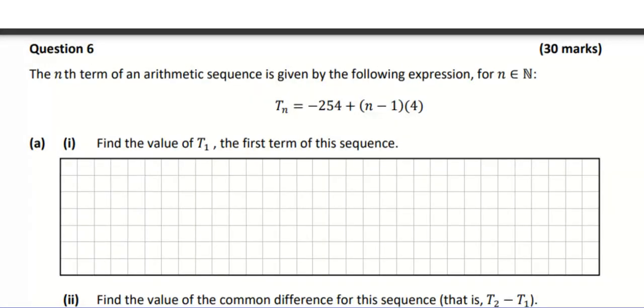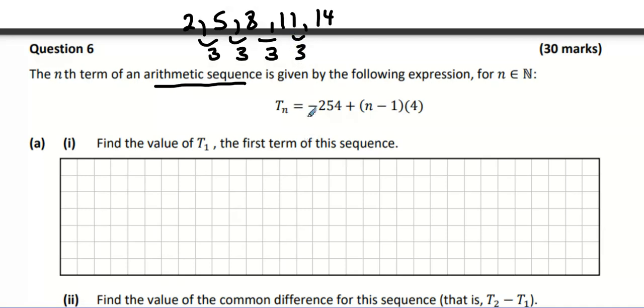So this is an arithmetic sequence. What that means is that there's the same distance every time. So we imagine like 2, 5, 8, 11, 14. That's an arithmetic sequence because it jumps up by 3 each time. But it gives us the equation for it.